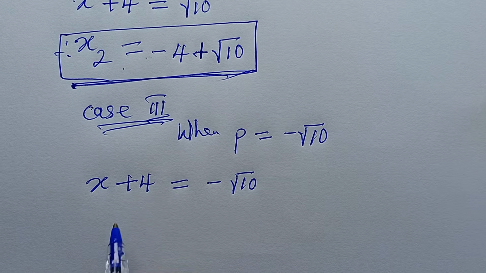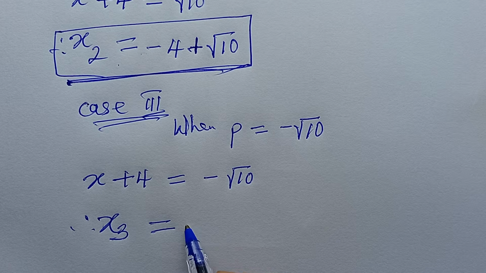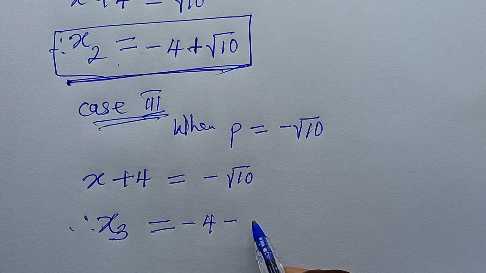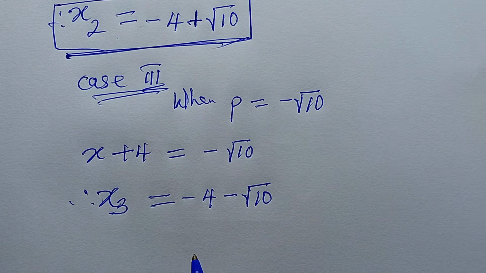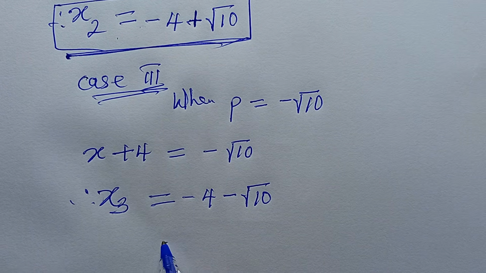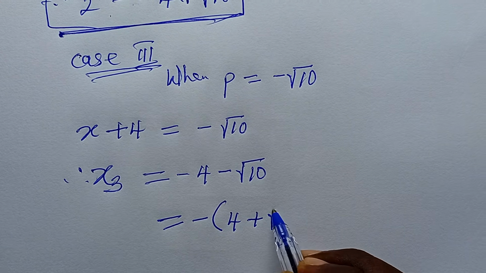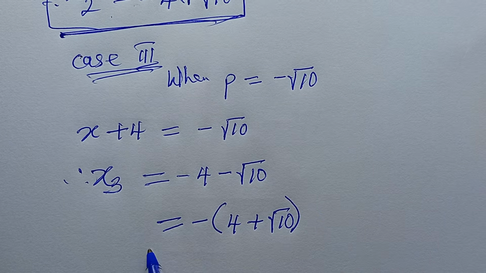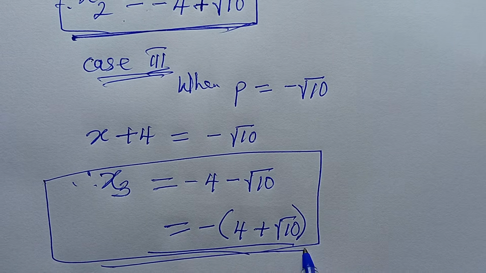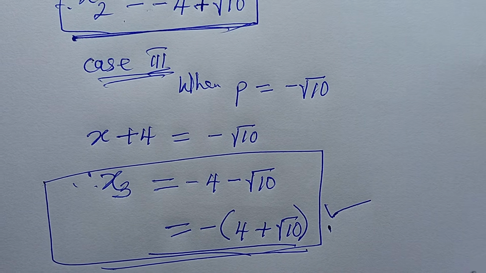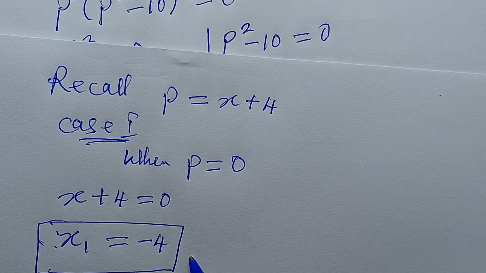Then move this to this side, and x, therefore, which is x3, will now be equal to negative 4, then minus square root of 10. Now we can rewrite this as minus into 4 plus root 10. So this is another way of rewriting the third root. So these are the three values of x that satisfy the original equation.